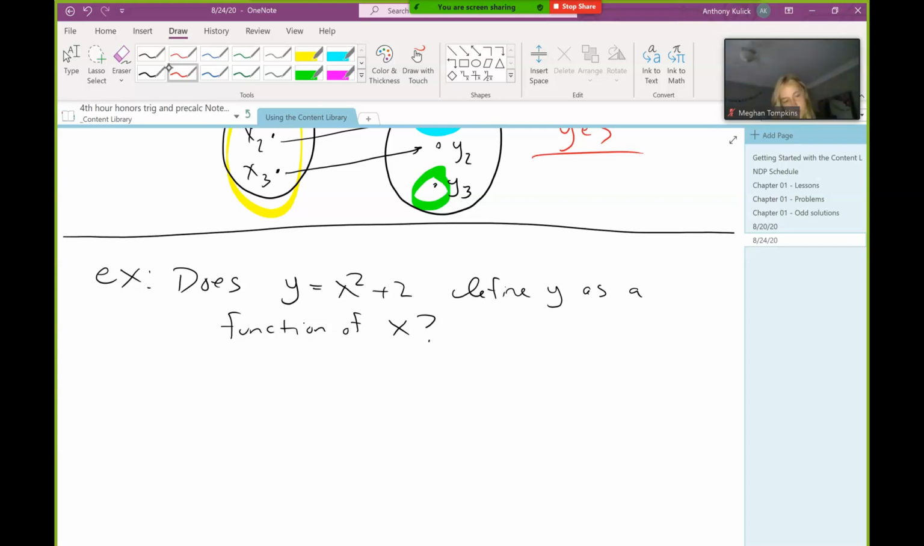So first thing we should think about, can I plug any x into this equation and get an answer? Yes, right? Any number you pick for x, you can plug in there and you'll get an answer for y. Everybody agree with that? Okay. Second thing we should think about, is there anything I can plug in for x that gives me more than one answer for y? No, right? That doesn't make sense. I only get one result, right? Everybody agree with that? So is this a function? Yes.